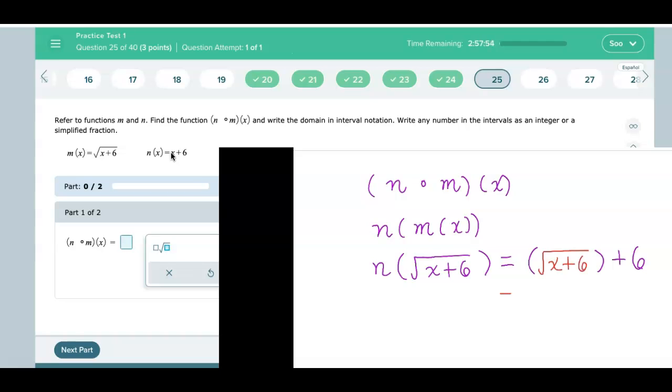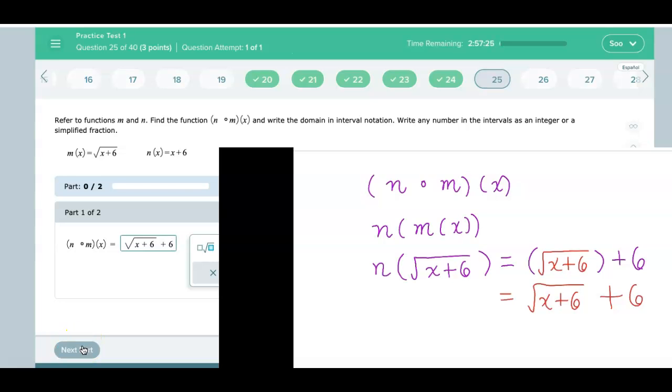Well, looks like after all, I never really needed that parenthesis because I have a square root of x plus 6 and the plus 6 is going to be outside. So I cannot combine them to make 12 there. So that is how you find n composed with m of x. All right, let me type this in. So this will be square root of x plus 6. I'll go outside and type in plus 6 outside and check next part.